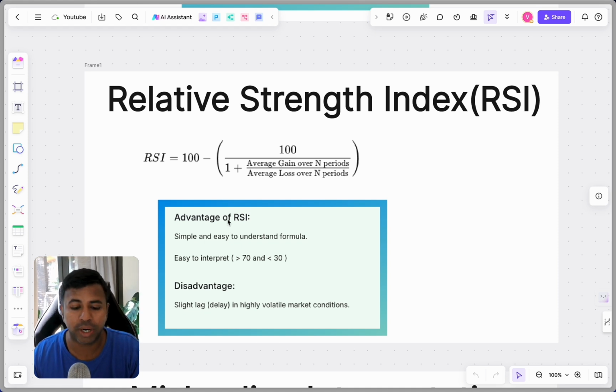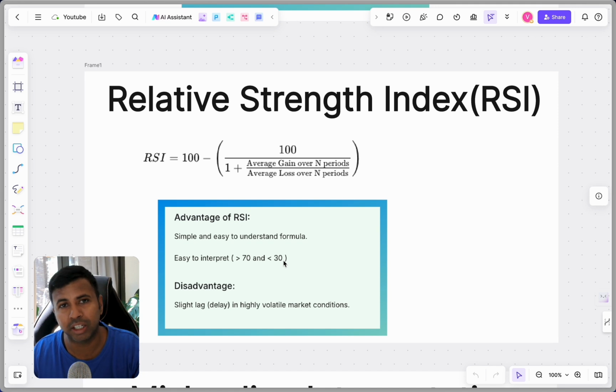Now, coming to the advantages of RSI, it is pretty straightforward to calculate and understand the formula, and it's also very easy to interpret. When the RSI value is above 70, it means that it is overbought, and when the RSI value is less than 30, it means that it is oversold.